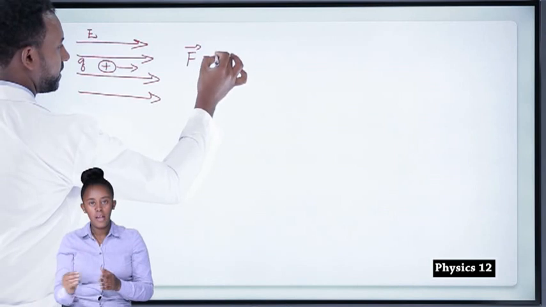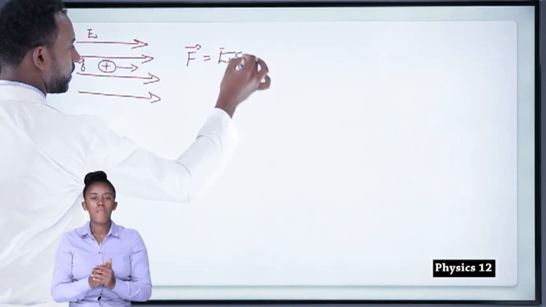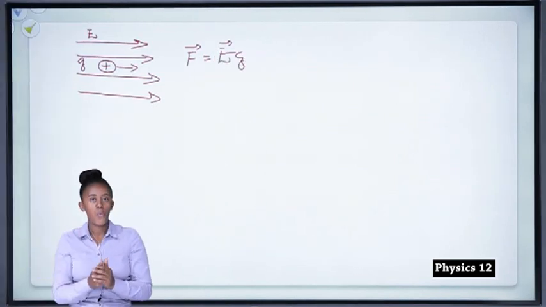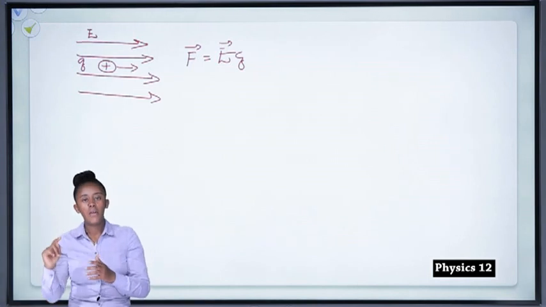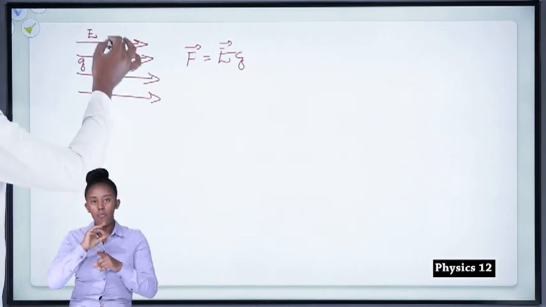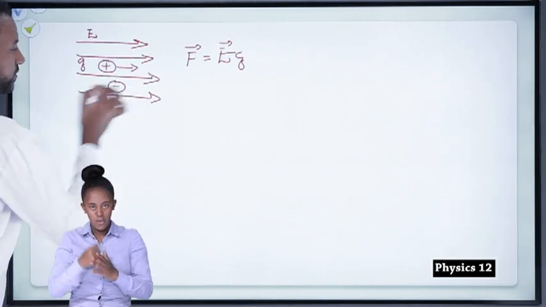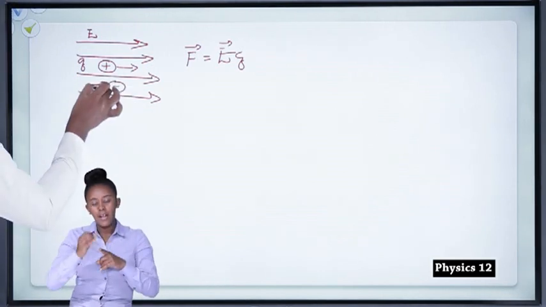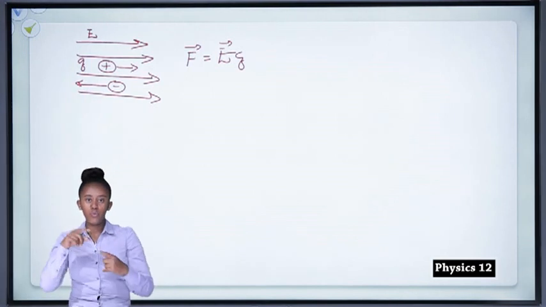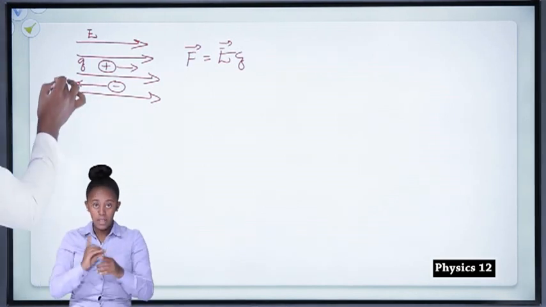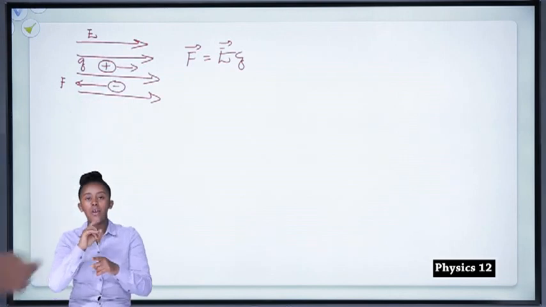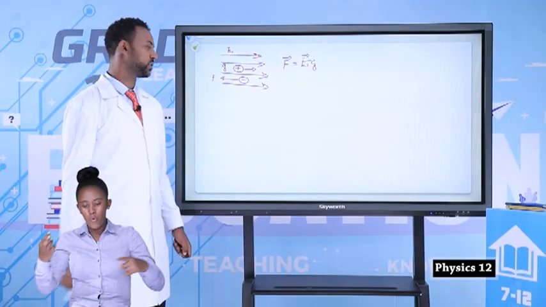F can be given as electric field E times Q. The electric field strength is also a vector quantity. The direction of the force is along the field for a point positive charge, whereas for a point negative charge, the direction of the force is opposite to the field.